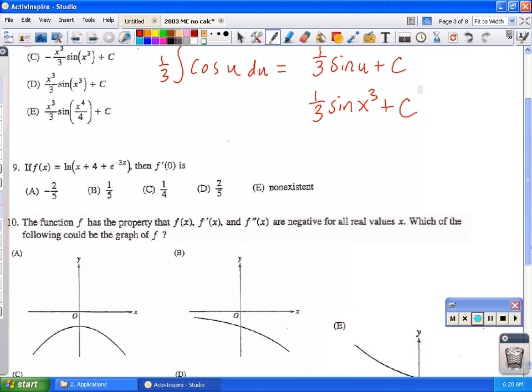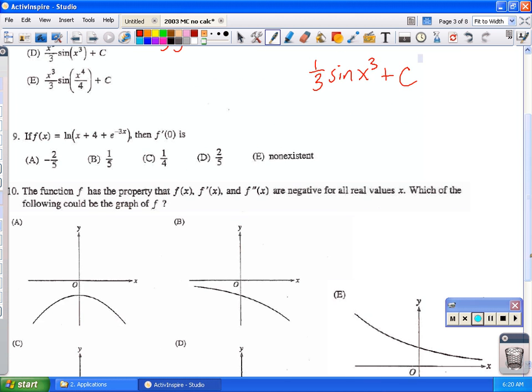Number 9, they ask us to find the derivative at 0. It is an ln, and the derivative of ln is u prime over u. So when I take u prime, I'll get 1. The derivative of x is 1. The derivative of 4 is 0. The derivative of e to a power is e to the power times the derivative of the power. So I get negative 3e to the negative 3x. So that's u prime over u, x plus 4 plus e to the negative 3x.